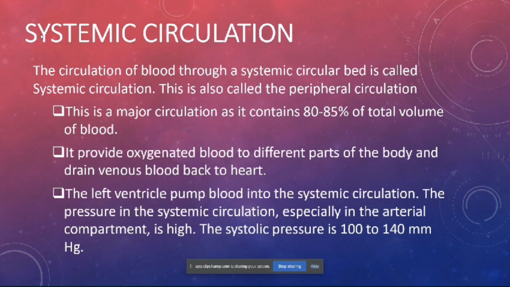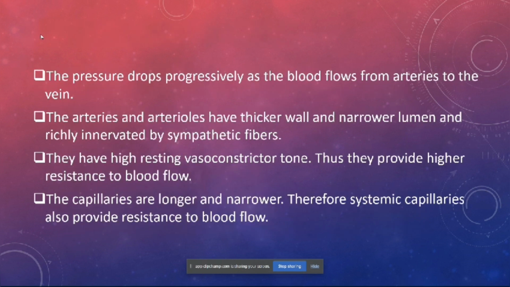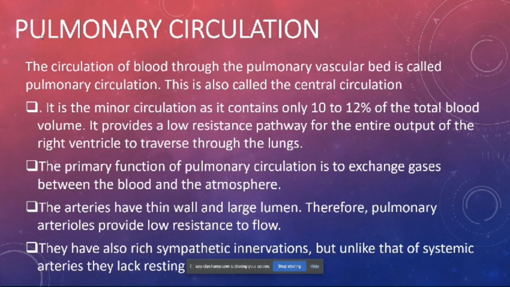The pressure in the systemic circulation, especially in the arterial compartment, is high. The systolic pressure is 100 to 140 mm of Hg. The pressure drops progressively as the blood flows from arteries to veins. The arteries and arterioles have thick walls and narrow lumen and are richly innervated by sympathetic fibers. They have high resting vasoconstrictor tone, thus they provide higher resistance to blood flow. The capillaries are longer and narrower, therefore systemic circulation also provides resistance to blood flow.